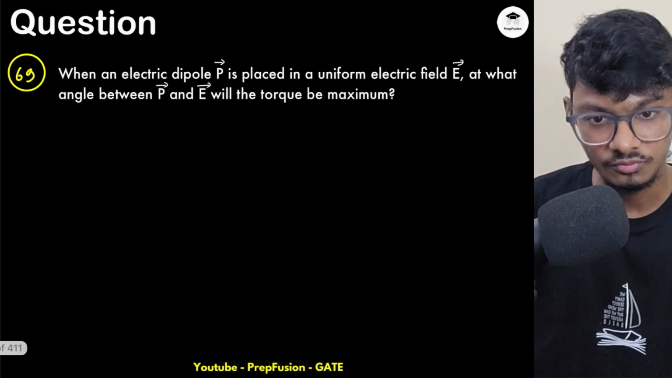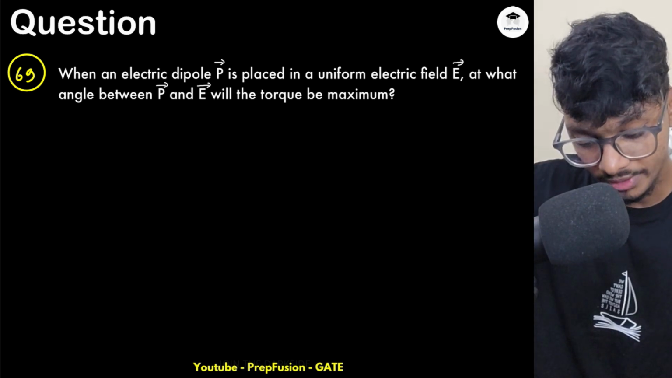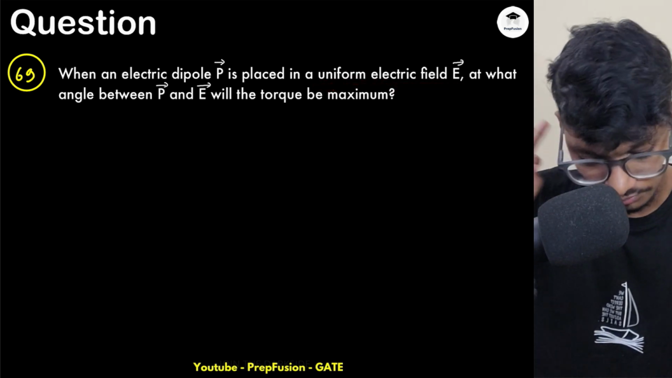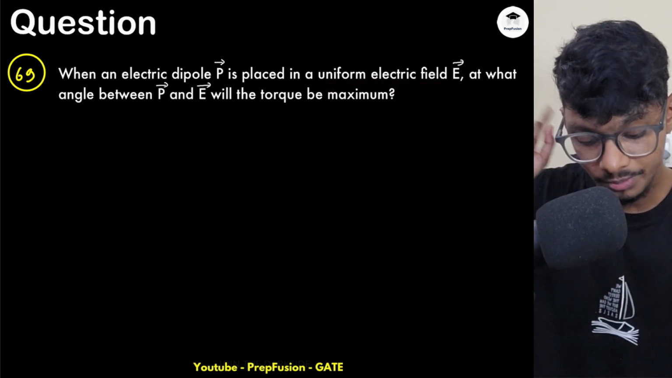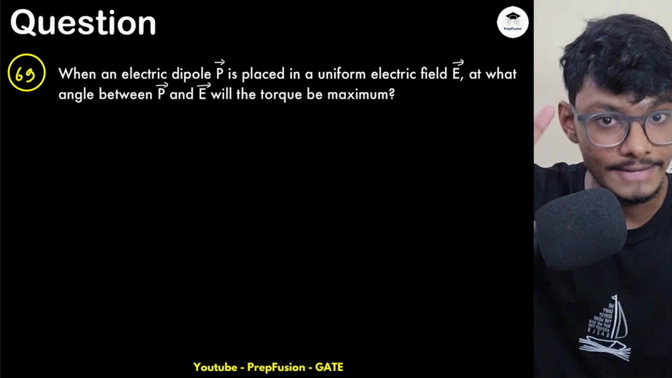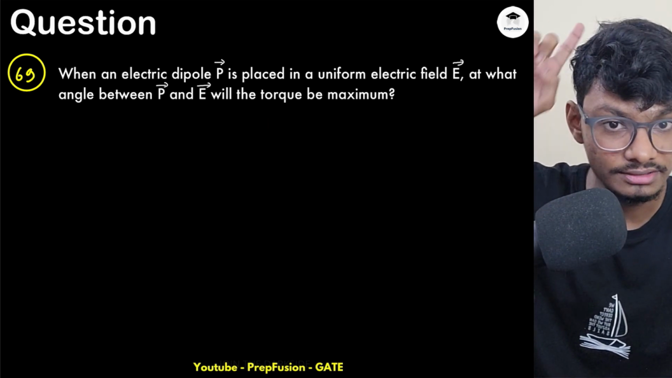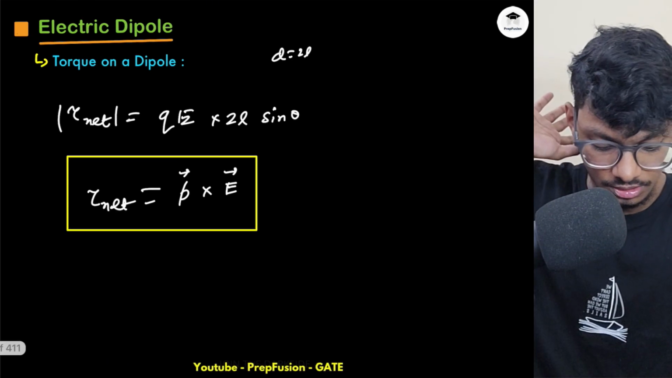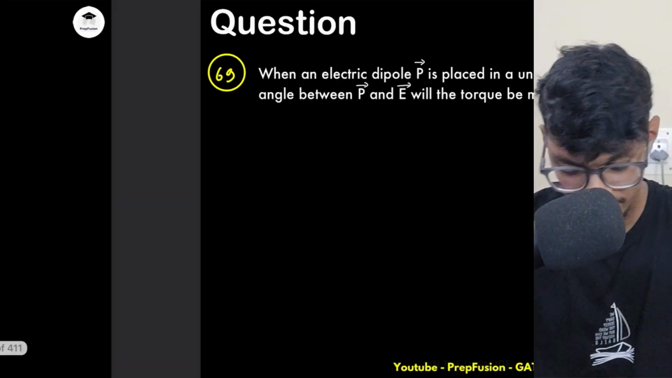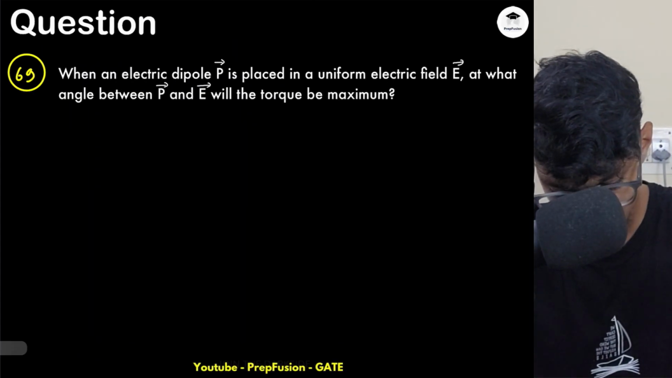Now let's solve a question. When an electric dipole moment P is placed in a uniform electric field, at what angle between P and E will the torque be maximum? Can you tell me at what angle the torque will be maximum? So what is the expression for torque? The magnitude of the torque is this, right?